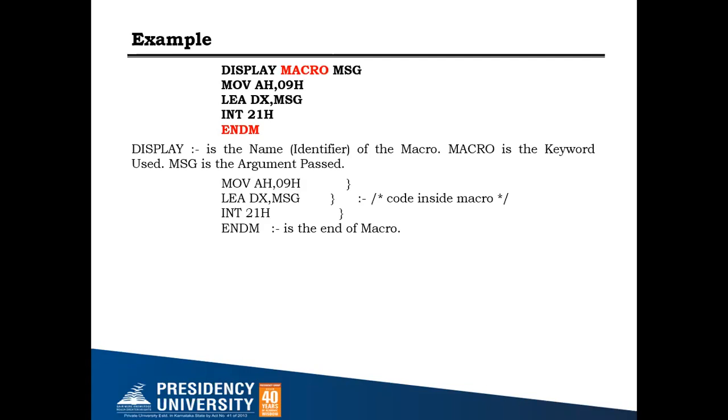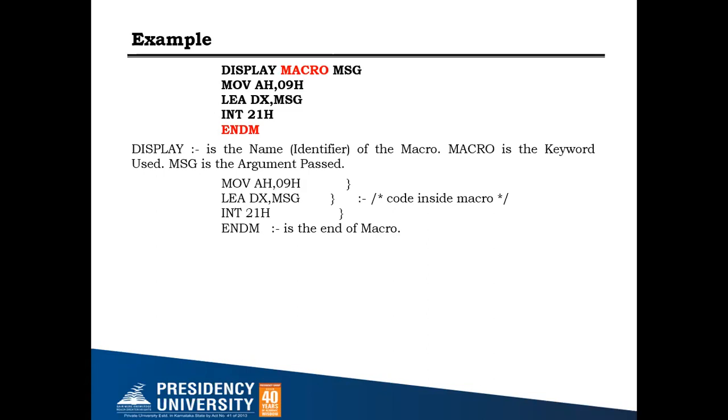A quick recap. Display is the name of the macro. Macro is the keyword used, and msg is the argument passed. The code inside the macro are the instructions to print a string, and endm is the end of the macro.